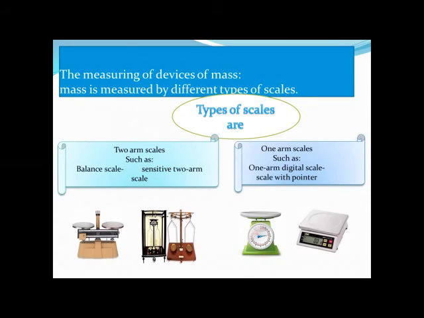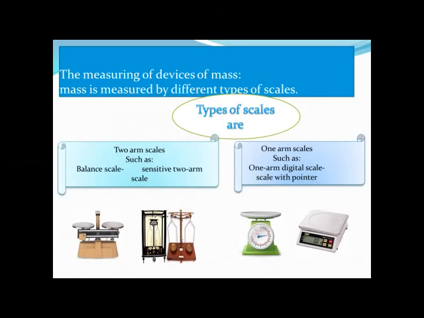I have 2 arm scales and 1 arm scales. 2 arm scales like the balance scale. I can measure fruits and vegetables from the grocer with a balance scale. And the sensitive 2 arm scale. That means it has 2 arms. With this type, we can measure the jewelers' gold, silver, small masses, small objects, and expensive objects.